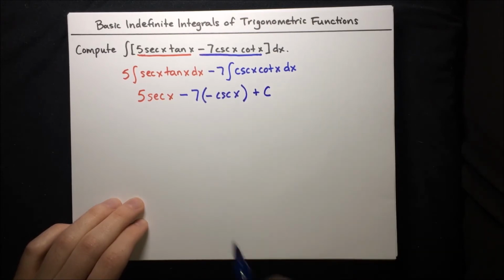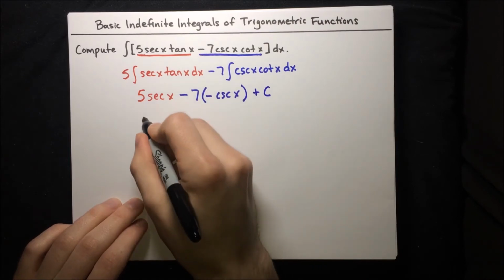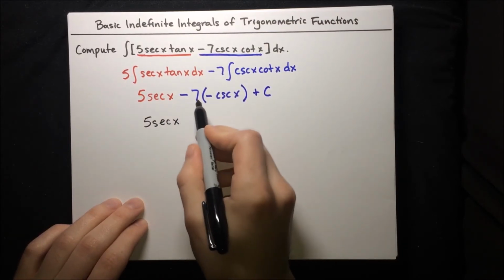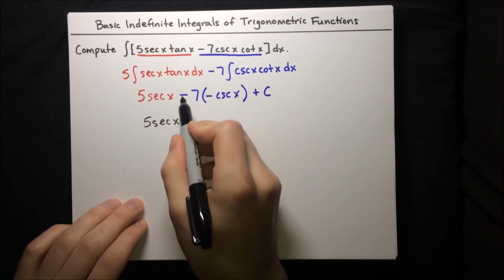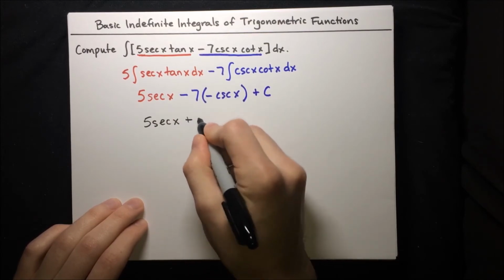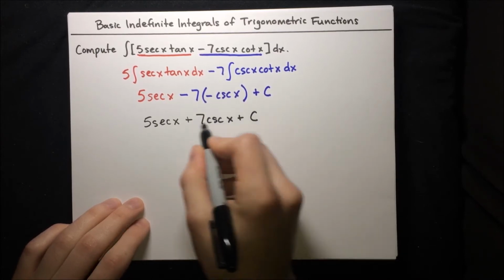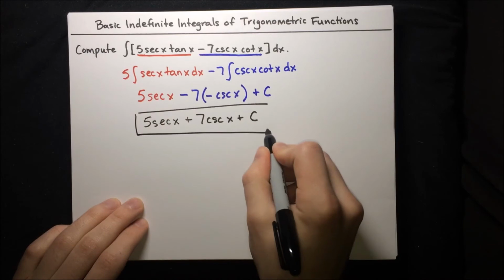And now let's just go ahead and simplify. So we have 5 secant x, then minus 7 times negative cosecant x. Both these negatives cancel, and we've just got plus 7 cosecant x plus our constant of integration. And there we have it. We're done.